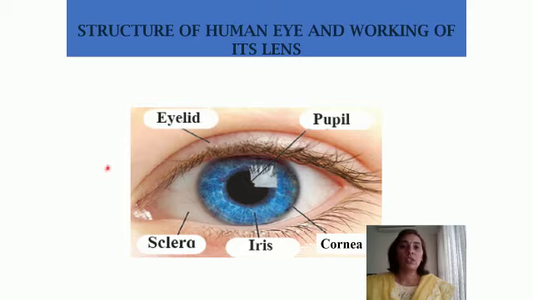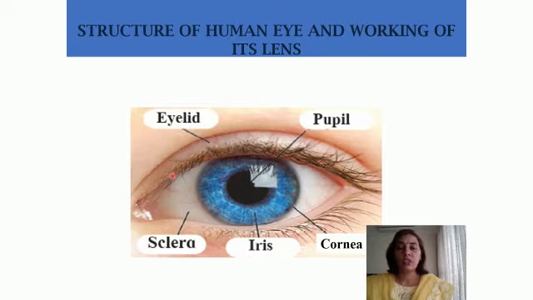So here we have a picture of an eye. Here we have the eyelid, which is protective in nature, and the eyelids prevent dust and other foreign particles from entering the eye. Then we have the pupil, the black portion.